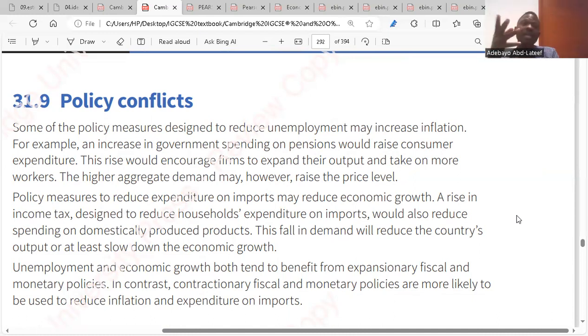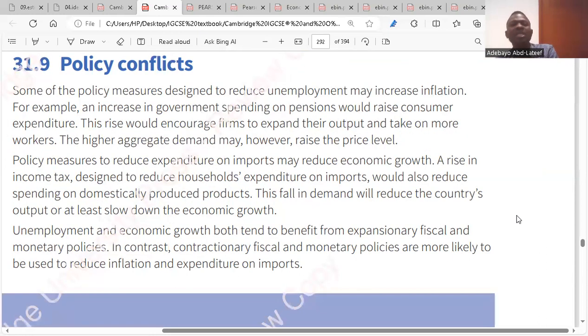Because supply-side policy would help efficiency for firms. Training, to bring about efficiency. Yes. So, policy conflicts.